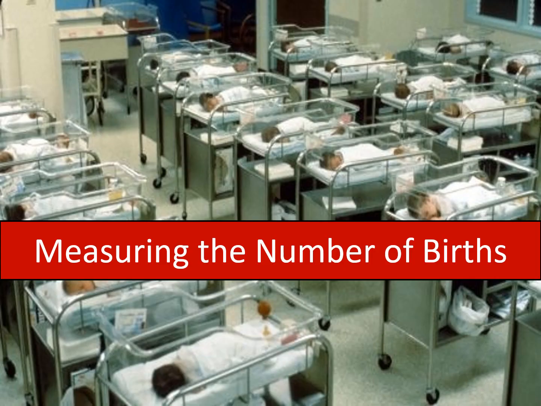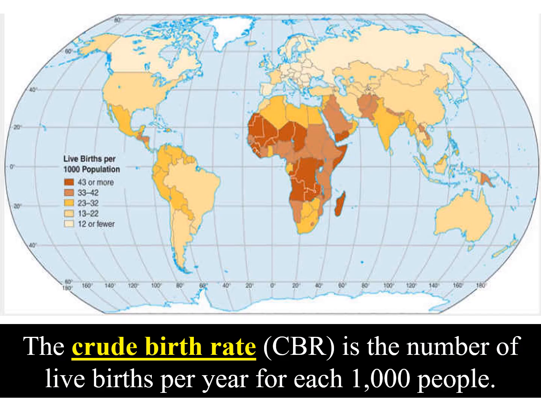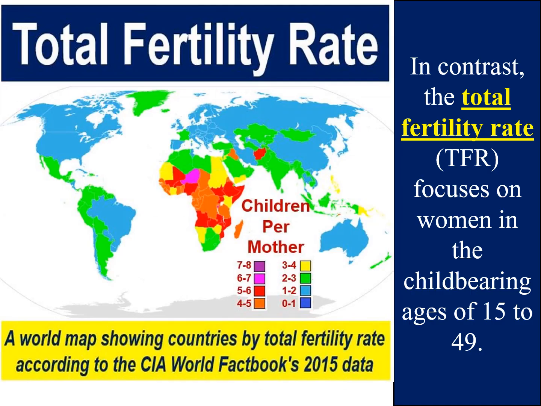Measuring the number of births. Geographers commonly use two different statistics to describe the rate at which children are born. The crude birth rate, or CBR, is the number of live births per year for every 1,000 people. The second statistic is called total fertility rate, and TFR focuses on women in their childbearing ages, which is from 15 to 49. TFR tells us the number of births per woman.